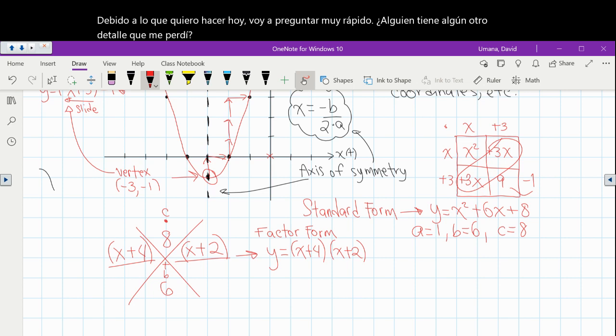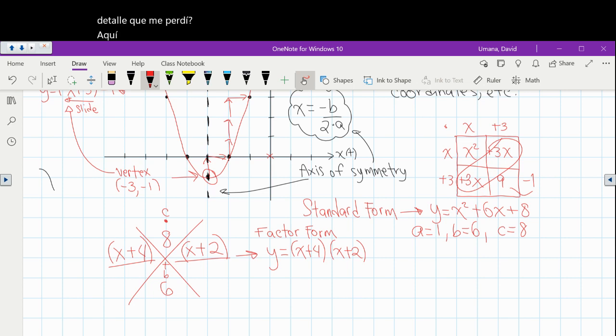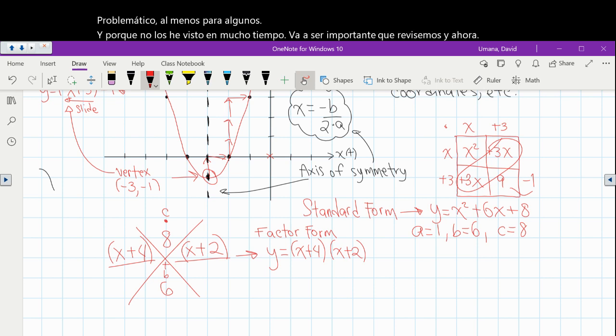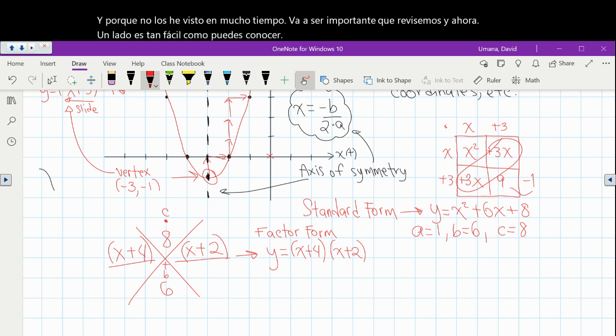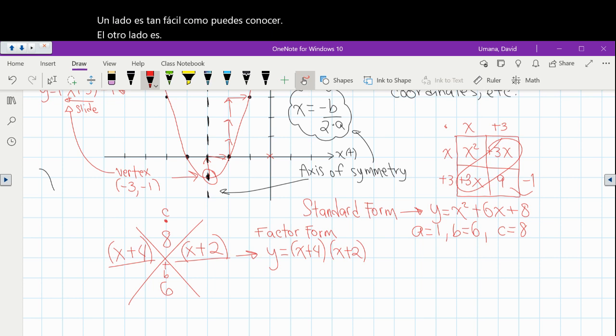So, here's the next piece. I am going to review with you one of the steps that last week appeared to be problematic, at least for some. And because I haven't seen you guys in a while, it's going to be important that we review anyways. Now, one side is about as easy as you can make it. The other side is maybe confusing. We are going to work on one side together, and then you guys are going to finish the other side on your own.